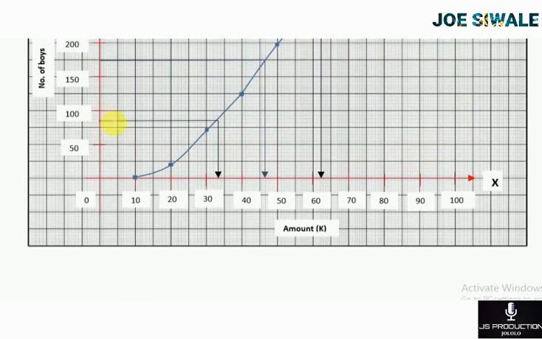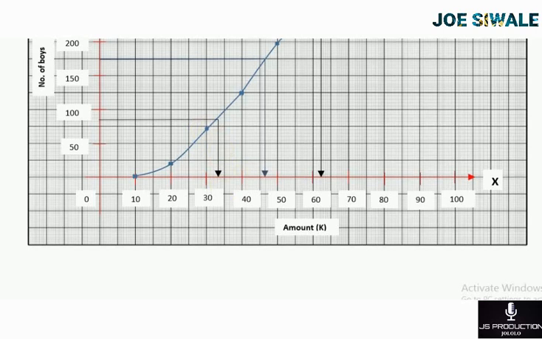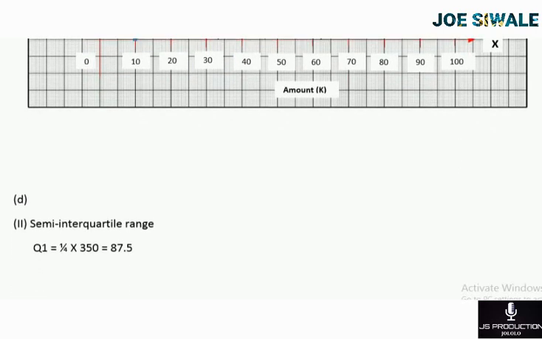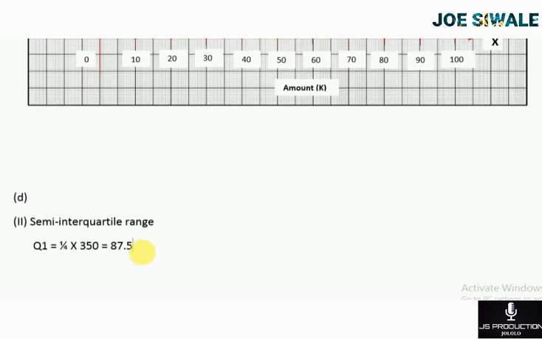As you can see, I've already drawn on the graph the point that represents my lower quartile. If I check on the graph, it gives me 33. So my lower quartile is 33. I'm going to say Q1 is equal to, according to the graph, 33.